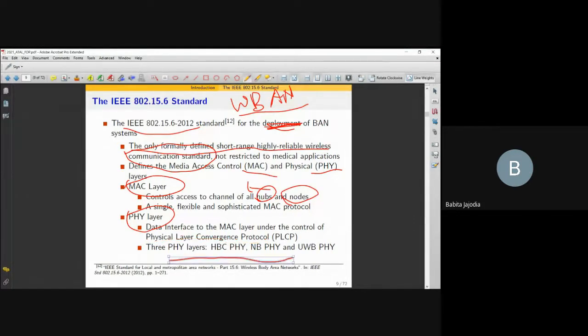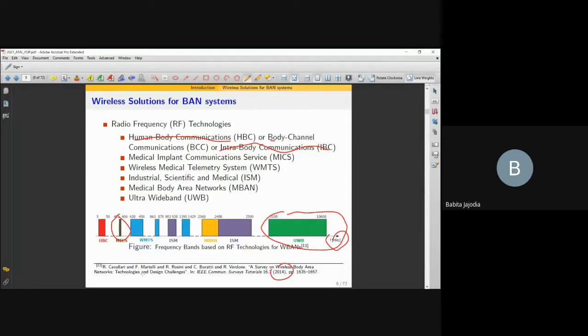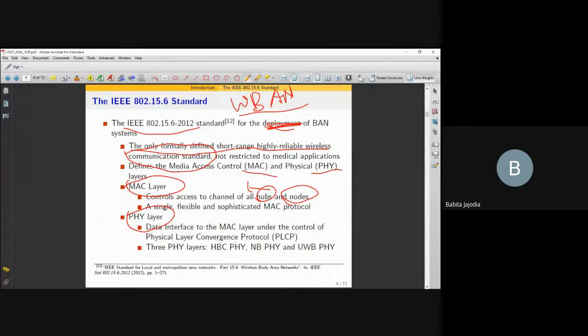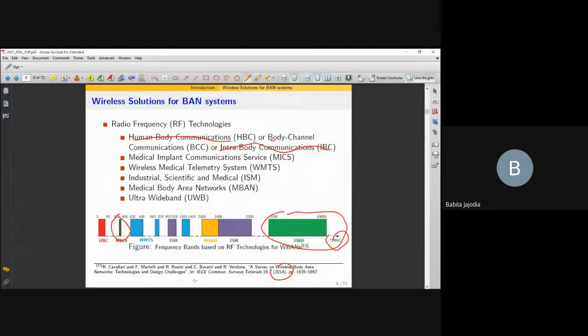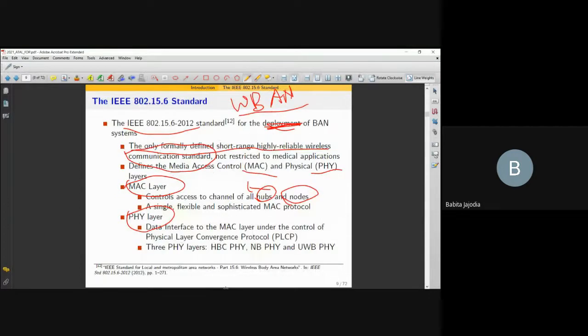One is the HBC physical layer, which covers this frequency band marked by the red. The second is the narrowband physical layer. Narrowband covers WMTS, ISM, MICS band and the ISM, so this entire range is covered here, as well as the MIPS. So you can see one part is this, one part is this, and the third part is this. So it defines the HBC physical layer, narrowband, as well as the UWB PHY.